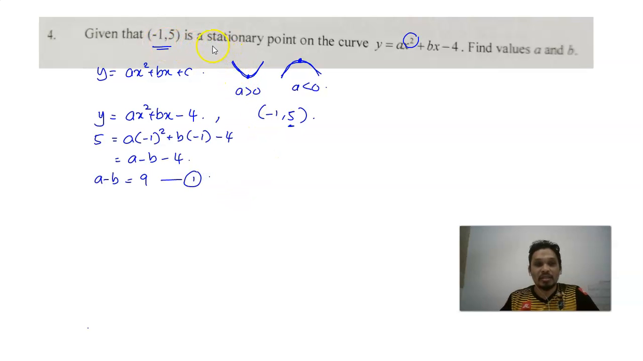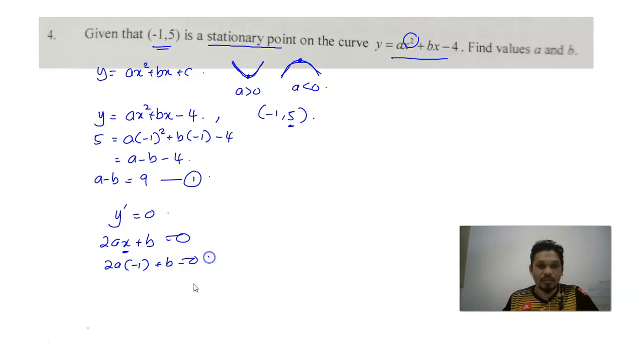We mentioned that it's a stationary point on the curve, so it means that y prime, or dy/dx, equals 0. From y equals ax squared plus bx plus c, differentiate this and we get 2ax plus b equals 0. Substitute x equals -1 again. We don't have any y, so 2a times -1 plus b equals 0. So -2a plus b equals 0, which gives a equals b over 2.